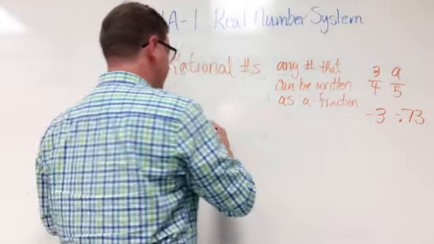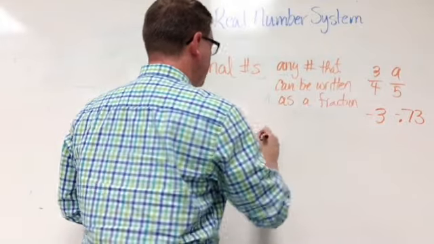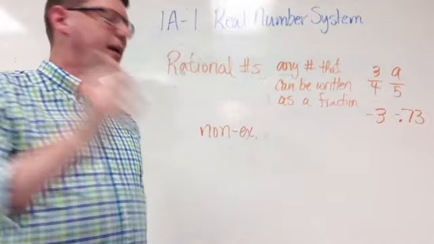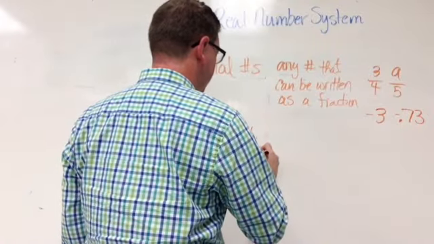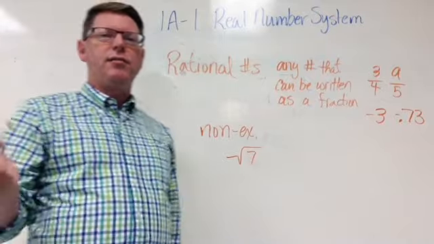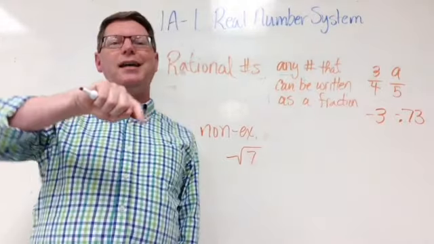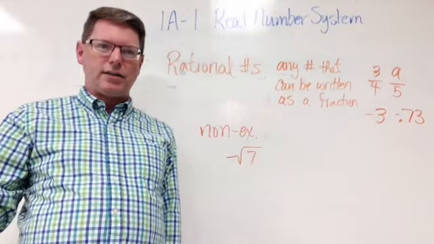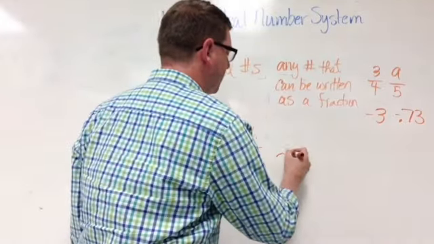Now some non-examples. Non-examples of rational numbers, things that are not rational numbers. Well, I said that whole thing about the square root of 7. We'll look at that on the calculator later on, but when I do the square root of 7, it never stops. The decimal keeps going and going and going, and it never stops, and you can't write that as a fraction.